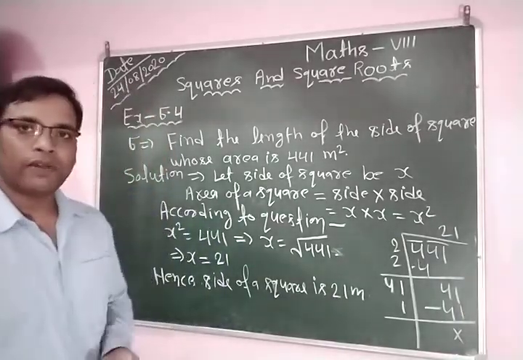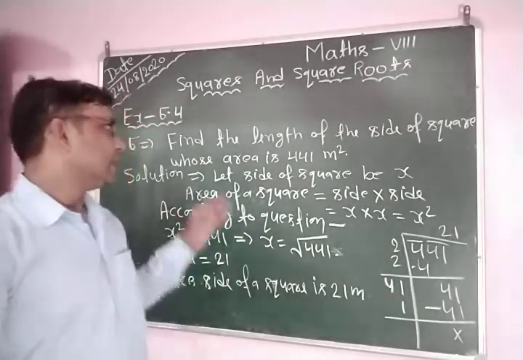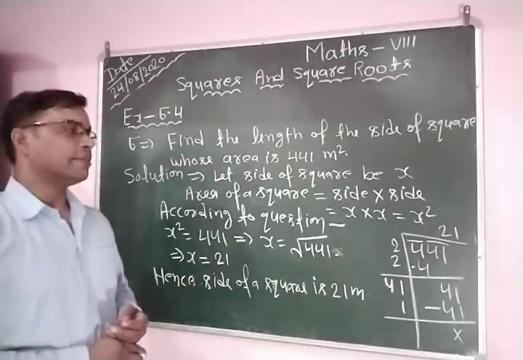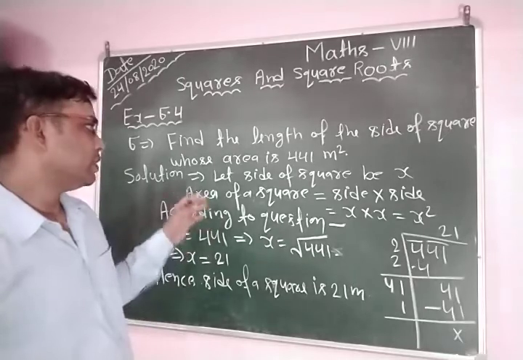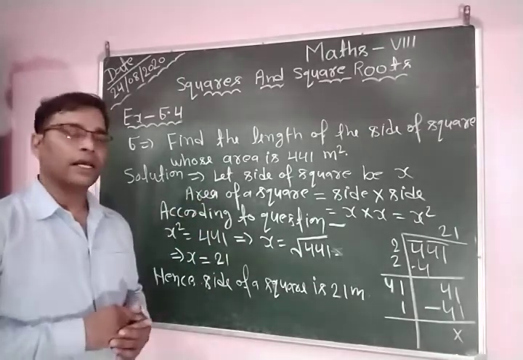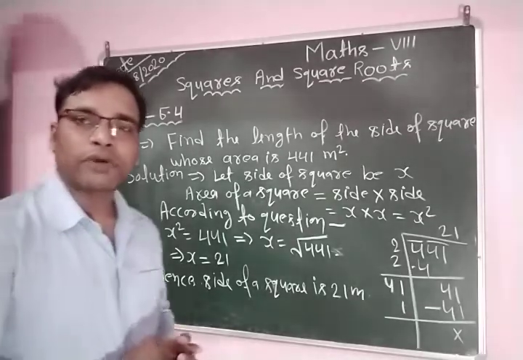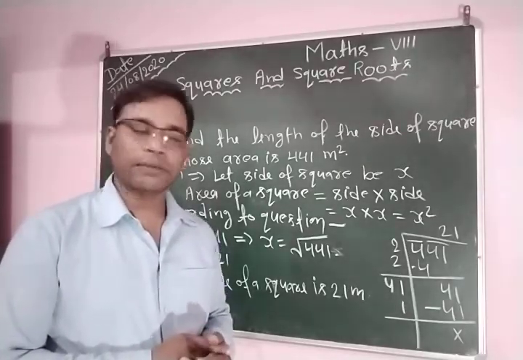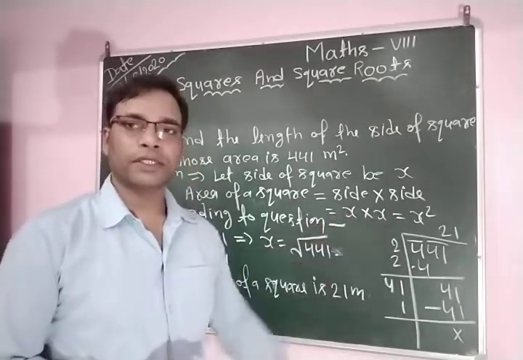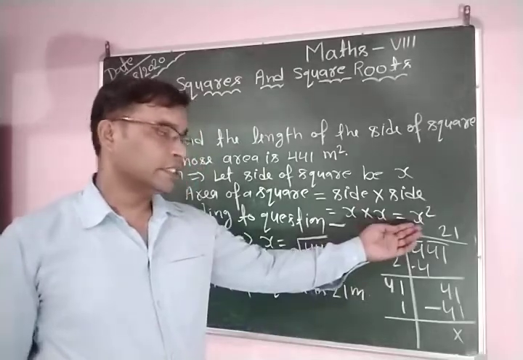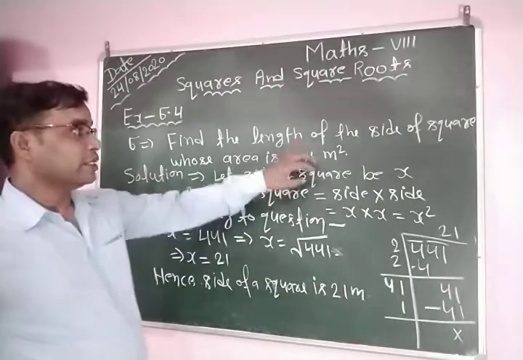So students, I hope all of you understood this question. In this question, it is given: find the length of the side of a square whose area is 441. For this, first we will let the side of the square be x. The area of a square is side into side, so here we let the length of the side be x. So this is equal to x into x, which becomes x square. But the given area is 441.